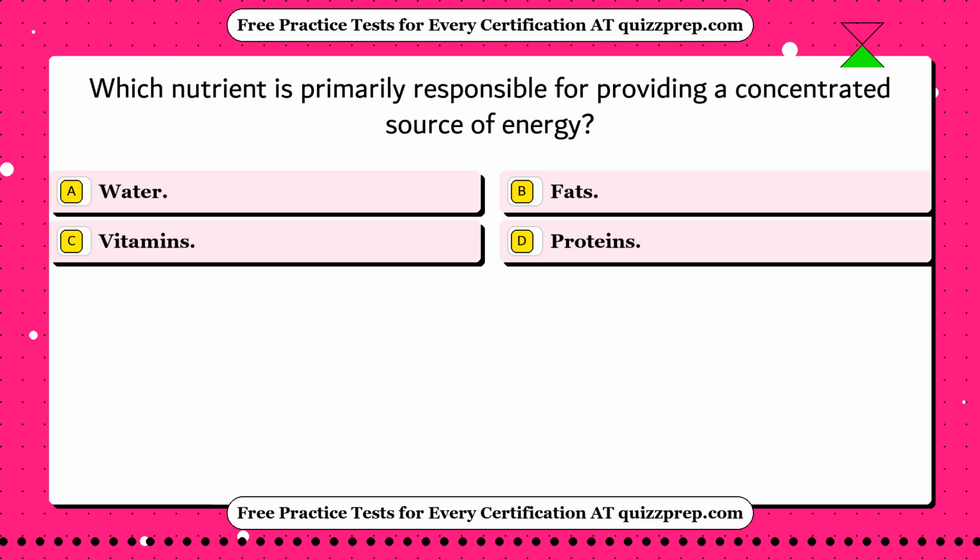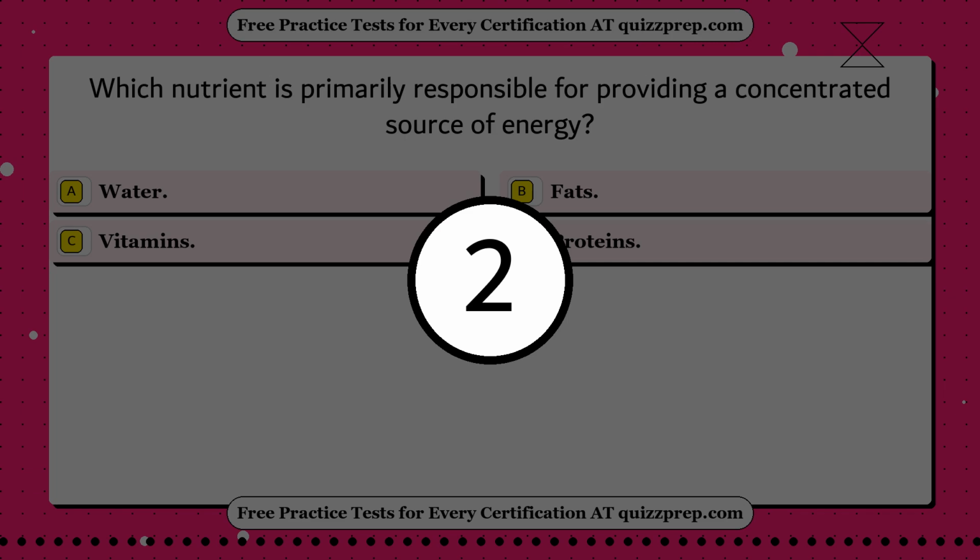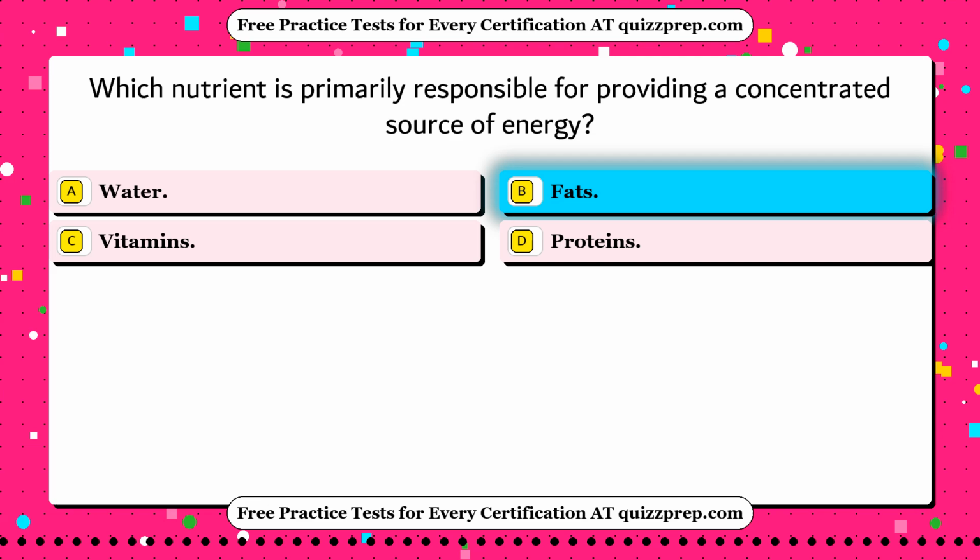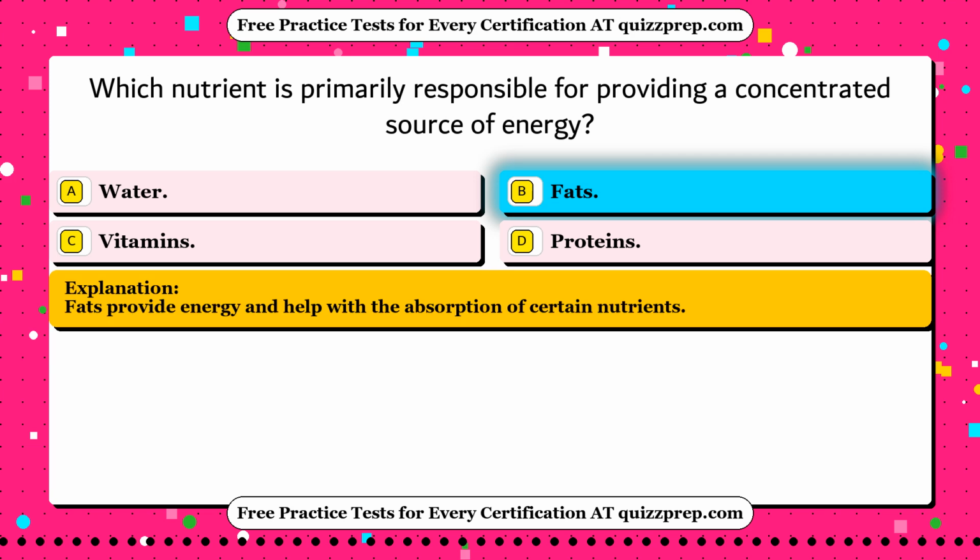Question 55. Which nutrient is primarily responsible for providing a concentrated source of energy? Option A, water. Option B, fats. Option C, vitamins. Option D, proteins. The correct answer is option B, fats. Fats provide energy and help with the absorption of certain nutrients.